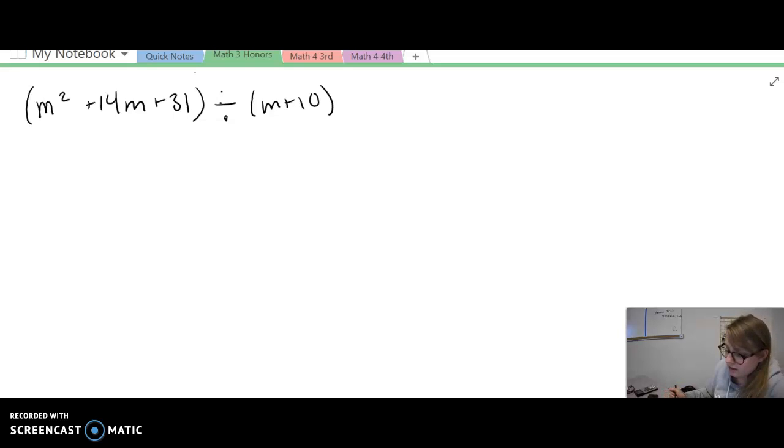All right, so this is help on the homework for long division. This is going to be question number 1 that I'm going to start with. So question number 1, we have m squared plus 14m plus 31, all divided by m plus 10. So you're probably wondering, well, what does that mean? How do I set this up?